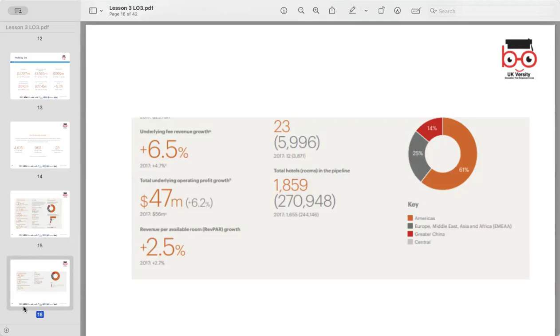So basically, these growth metrics and pipeline insights demonstrate Holidayne's commitment to expanding its footprint, enhancing revenue streams and capitalizing on emerging market opportunities to drive future growth and profitability.